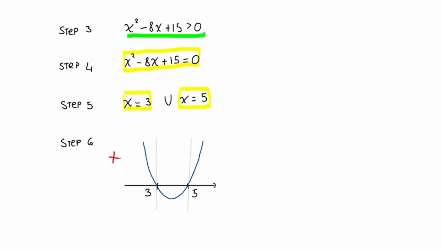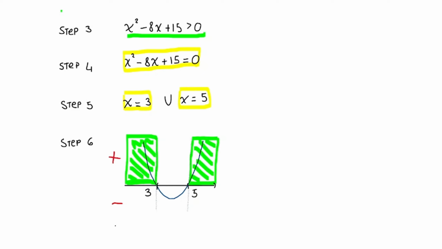Now the expression is positive where the parabola is above the x-axis, and negative where it is below. Looking at the diagram, the parabola is above the x-axis to the left of 3 and to the right of 5, and it is below the x-axis between 3 and 5. So the solution of the inequality is x less than 3 or x greater than 5.